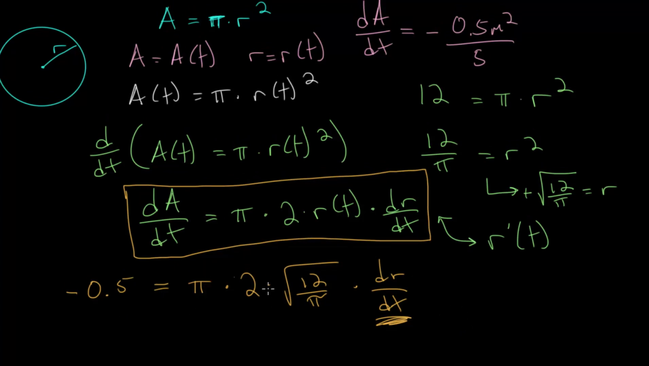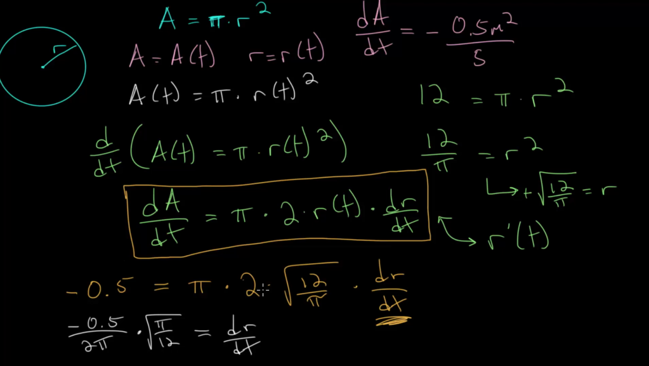So we need to solve this equation for dr dt, and at this point it's just a matter of arithmetic. We can divide each side by 2 pi, so let's rewrite this as minus 0.5 over 2 pi, and we will divide each side by this quantity here, but this will effectively result in the square root of pi over 12. We essentially just flip it, and this is equal to dr dt.